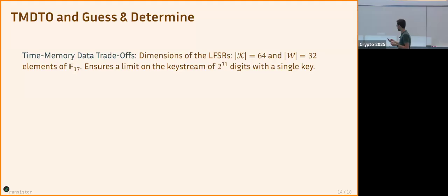If we pick these dimensions for the LFSR, so 64 elements of the field for the key schedule and 32 for the whitening, and if you do the math, it ensures a limit on the key streams of 2 to the 31 digits with a single key. And of course, if you are in a multi-IV setting, you can push it much further.